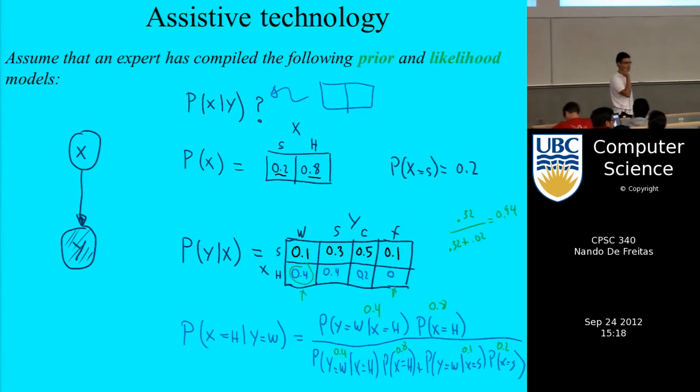If sleeping has nothing to do with being happy or sad, then would it be 0.2 and 0.8? Or would it be 0.5 and 0.5? Are you talking about the numbers inside the table? I'm saying, what does it mean if given doesn't have any effect? There's no relation. They're independent.